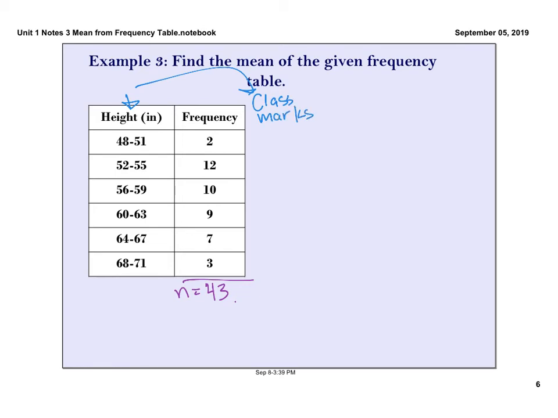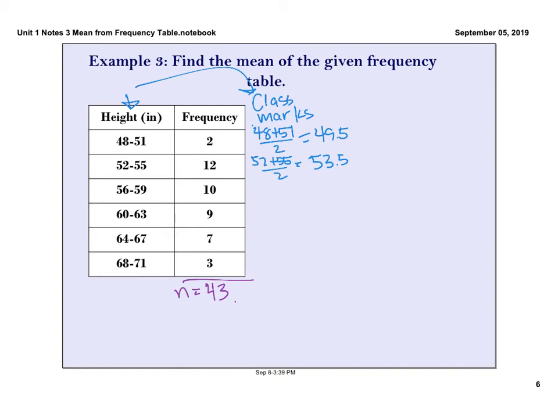So my class marks look like 48 plus 51 divided by 2. So 48 plus 51 is 99, divided by 2 is 49 and a half. So the next one down, 52 plus 55 divided by 2. 52 plus 55 is 107, divided by 2 is 53 and a half. And again, it's logical here. From 49 and a half to 53 and a half, I went up by 4. My intervals are all increasing by 4, so it makes sense that the class marks, the mid-range of them, would be 4 units apart.